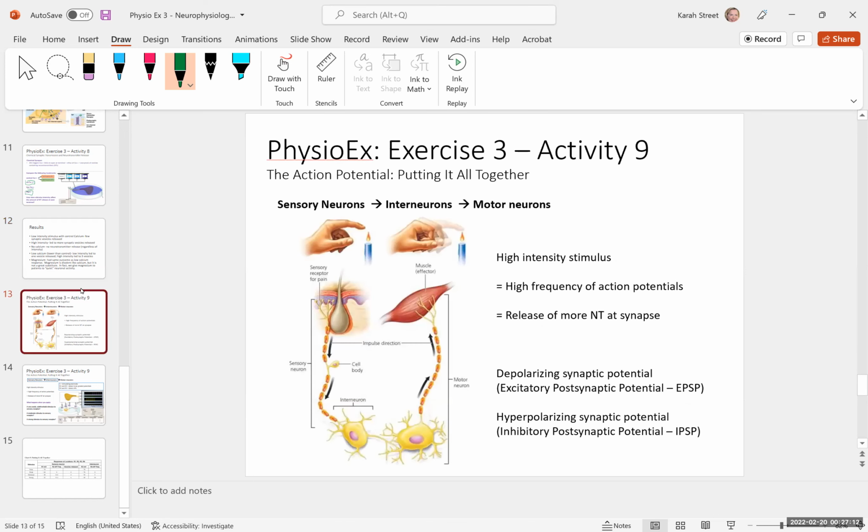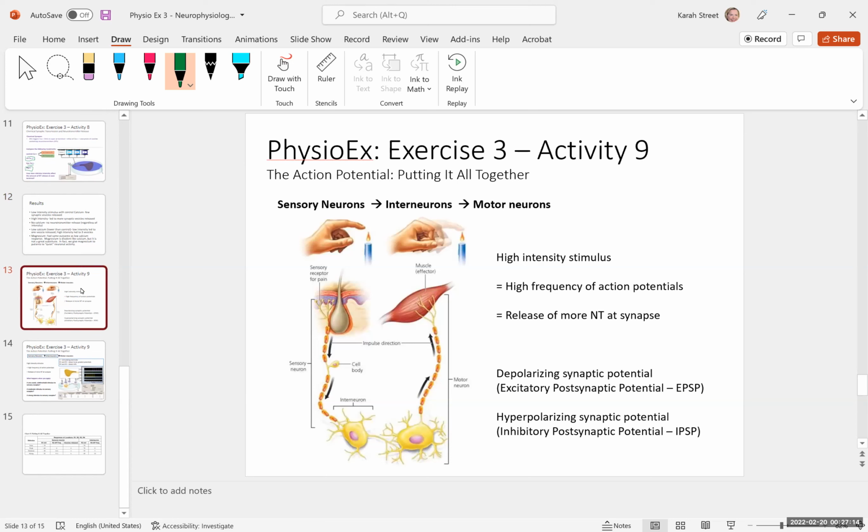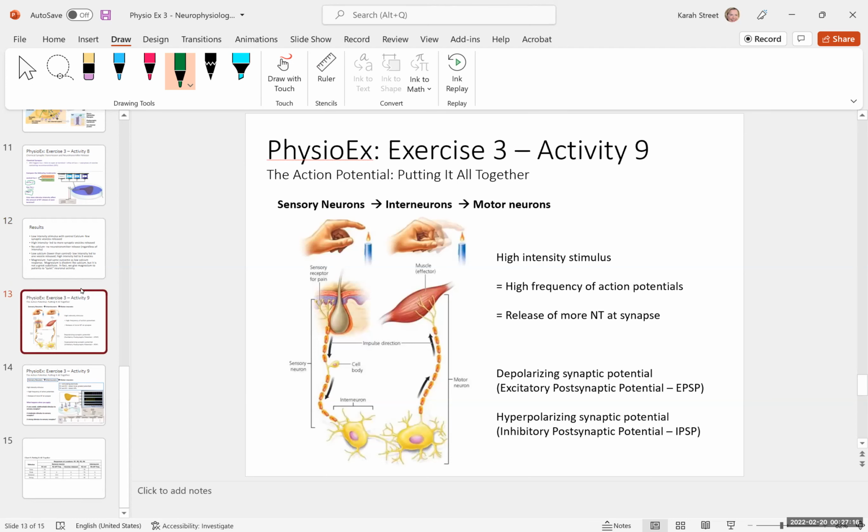We're now at our last activity. Activity 9 is where we're putting everything together. And what do I mean by that? We were really exploring a continuum of neurons, a reflex arc. It begins with sensory neurons that are detecting some sort of stimulus, shown here as pain from a candle.